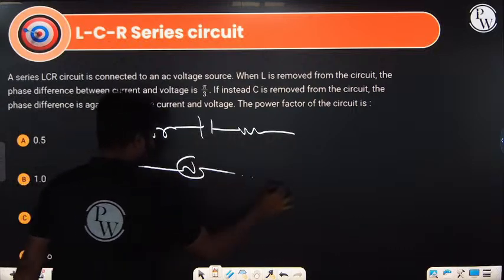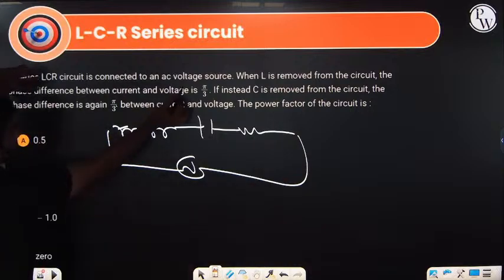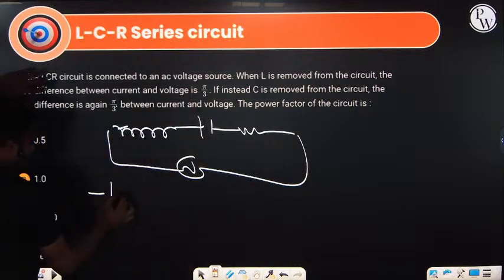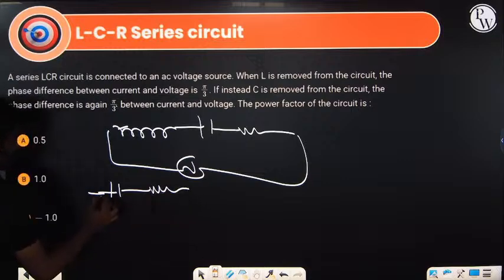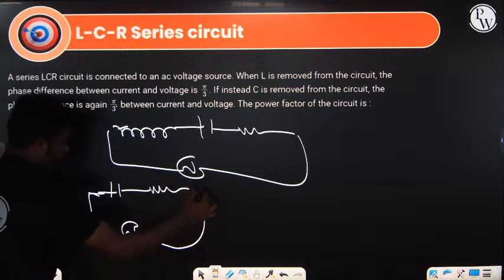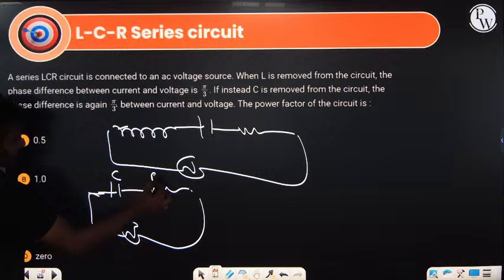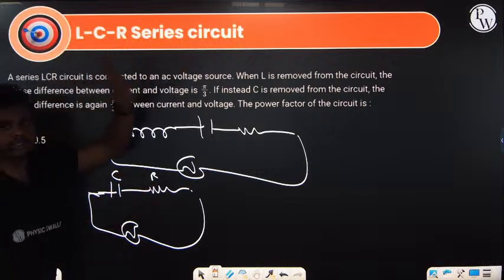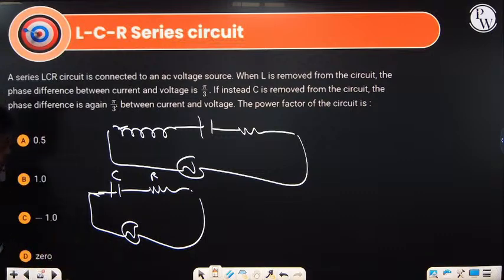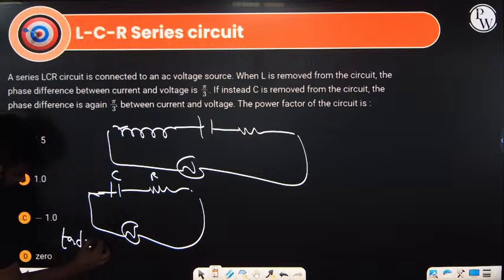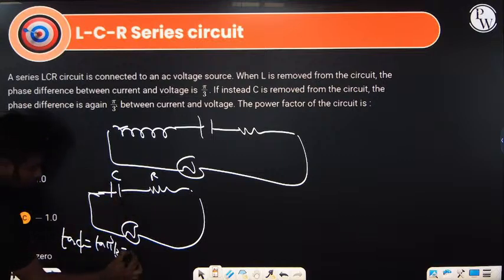First case, when L is removed from the circuit, there will be only capacitance and resistance. In that case, the phase difference between the current and voltage is pi by 3. So here tan phi is equal to tan pi by 3, and since only the capacitor is there, this will be XC divided by R.